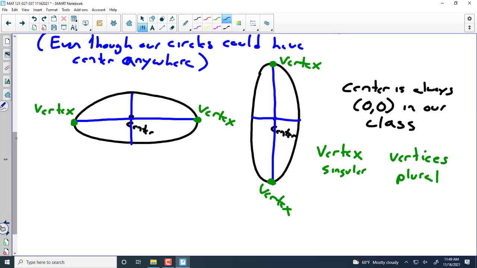The long way across is called the major axis. The major axis is always the long way across. It changes from ellipse to ellipse, whether it goes up and down or left and right, depending on what type of ellipse you have. But the major axis is the long one. And thankfully, there is something that makes sense in this class. The small one is called the minor axis.